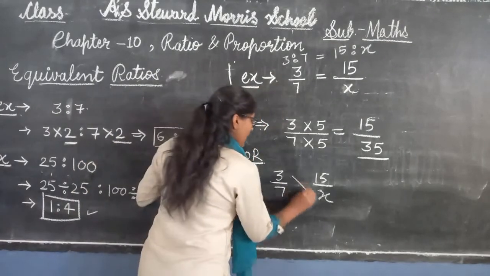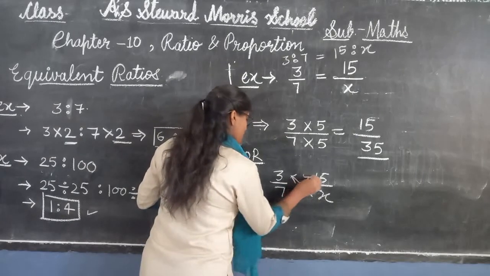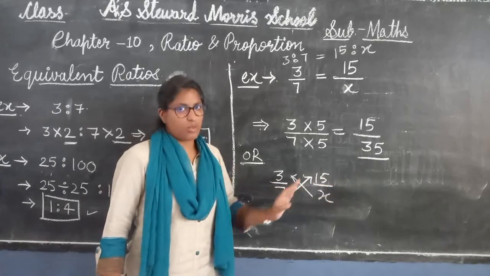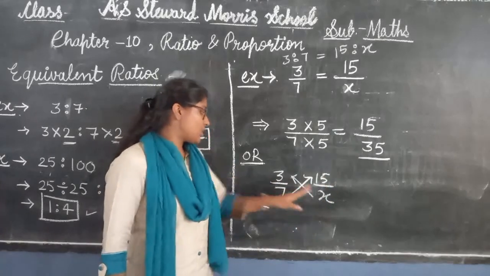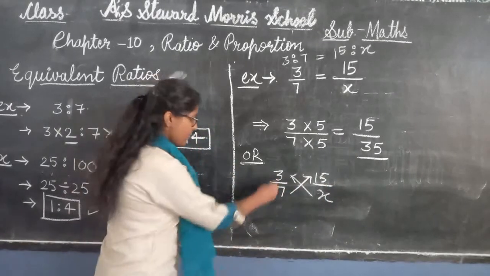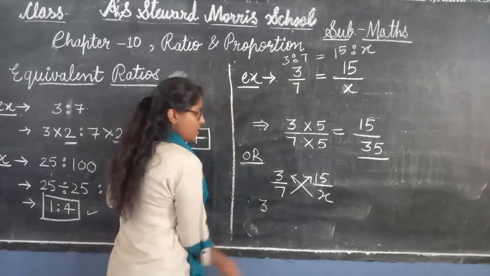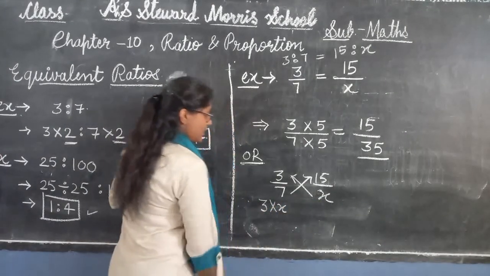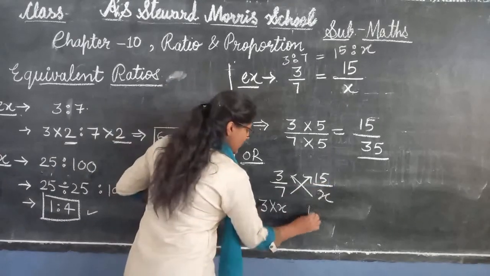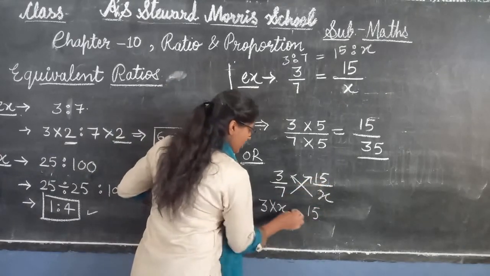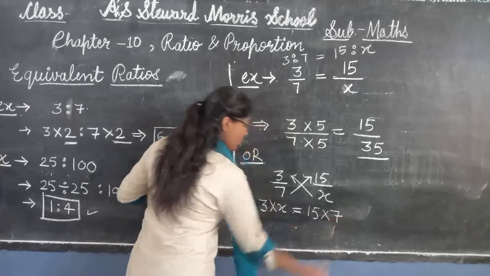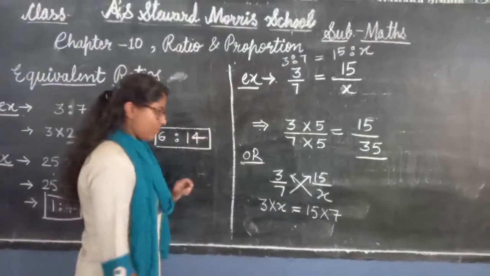At the time of cross multiplication, the numerator stays as it is in its place, and the denominator comes to the numerator. Just 3 is here, and this x is the denominator. This comes here and this 15 stays at its place. And this 7 moves there. When this 7 is moved there, you get this formation as your step.